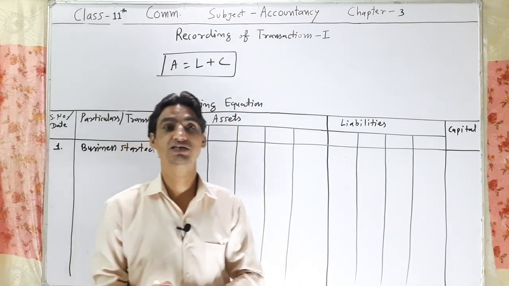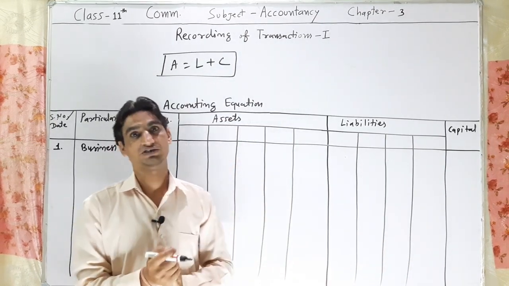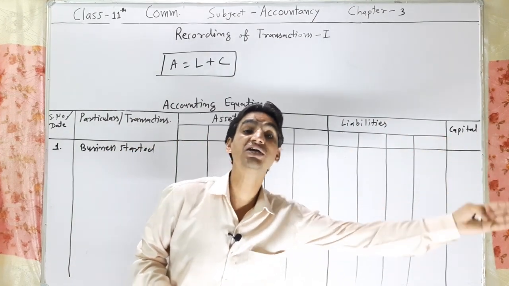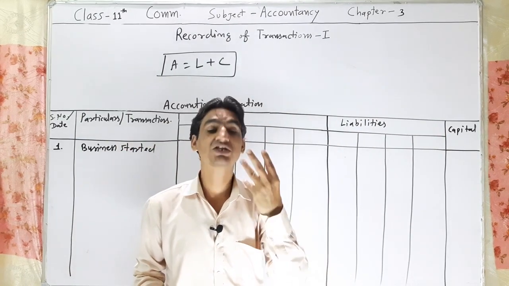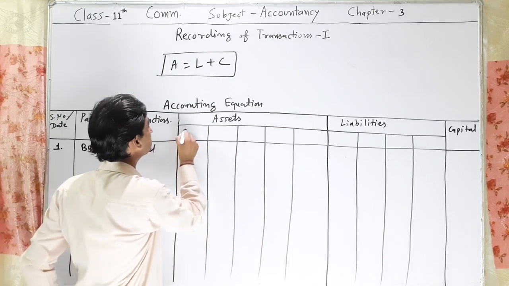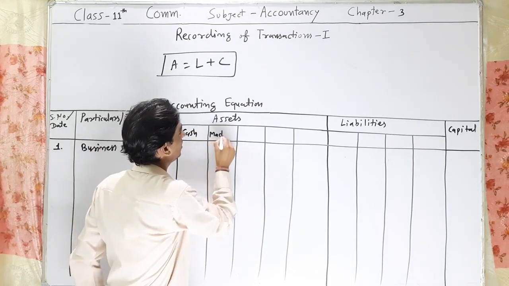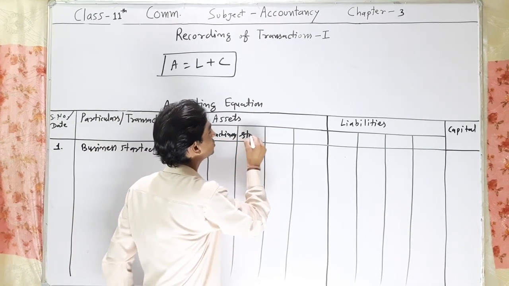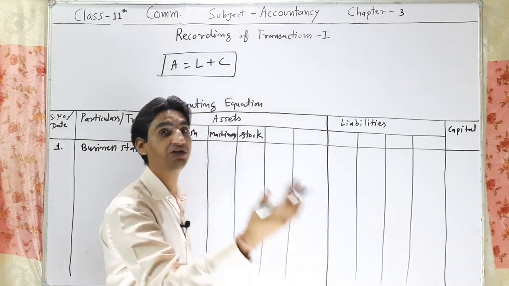By this transaction, 3 assets are coming into the business. Mr. John is the owner. He is giving 3 assets to the business. The first asset is cash, the second is machinery, and the third is stock.